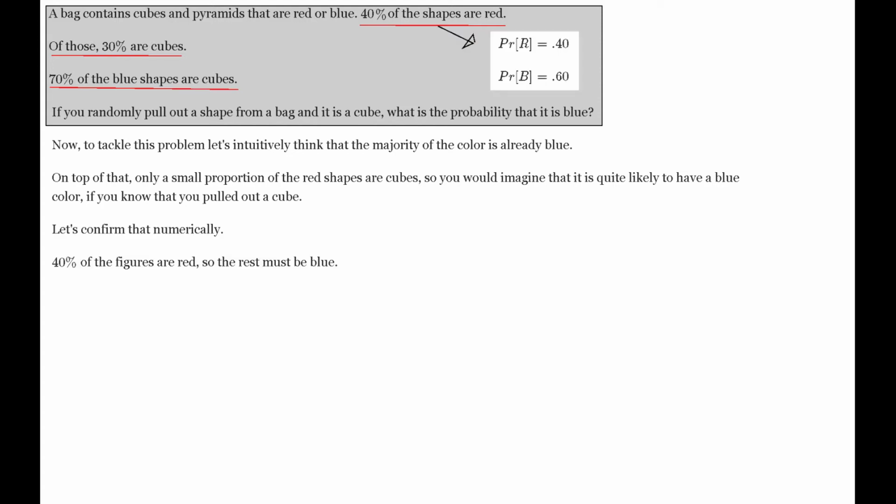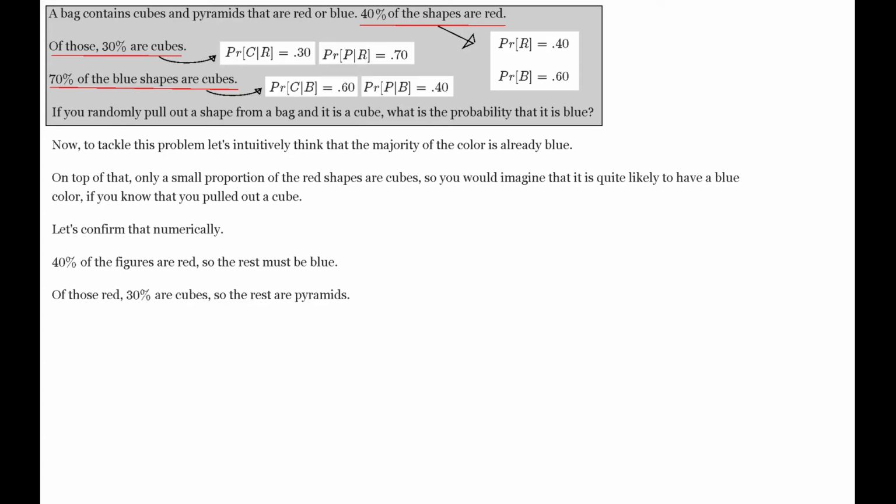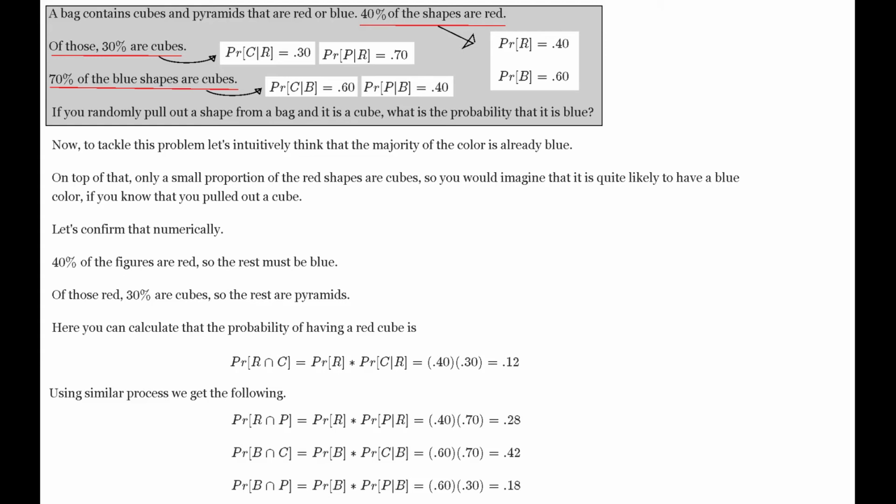Let's confirm that numerically. 40% of the figures are red, so the rest must be blue. Of those red, 30% are cubes, so the rest are pyramids. Here you can calculate that the probability of having a red cube is the probability of R times the probability of C given R, which is equal to 0.4 times 0.3, equaling 0.12. Using a similar process, we get the following. For organization, we can draw the probability tree as such.